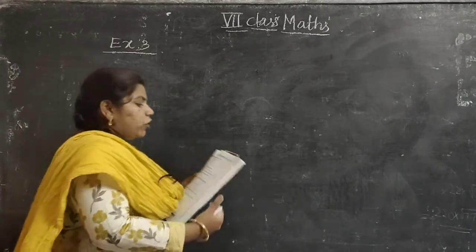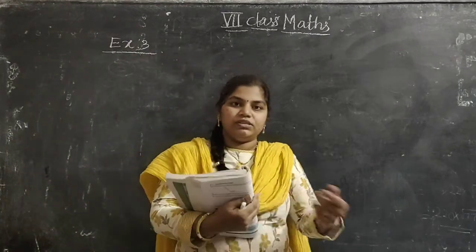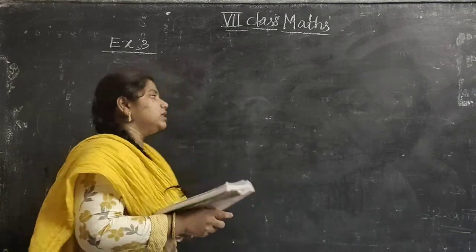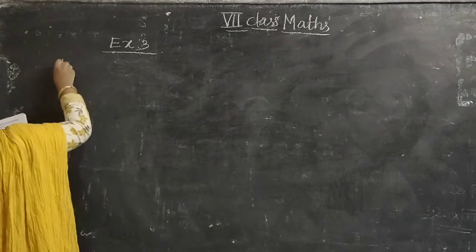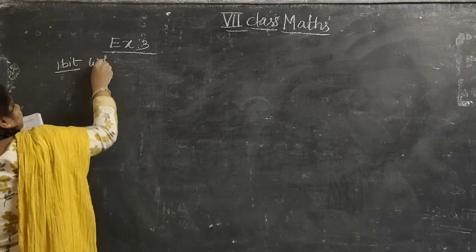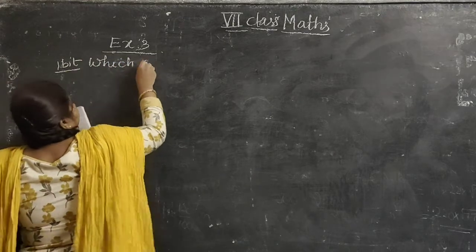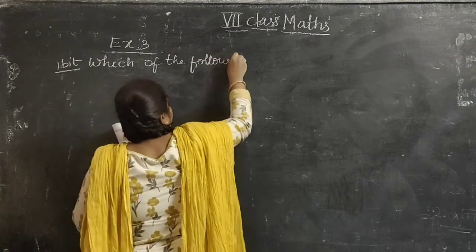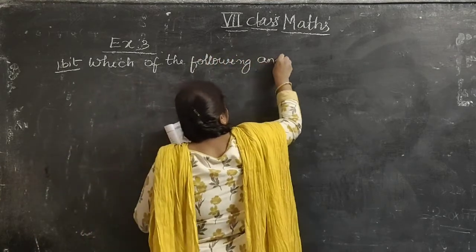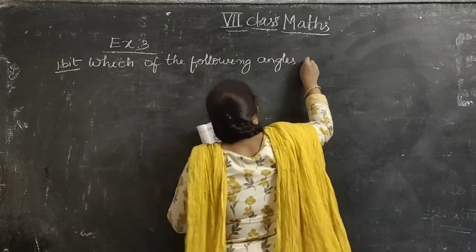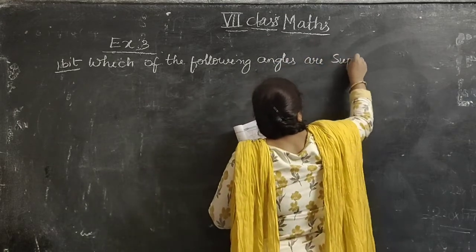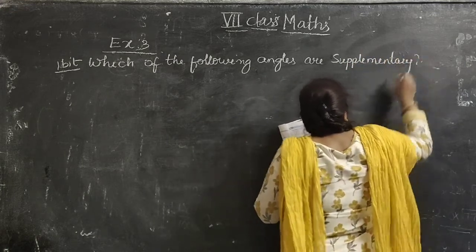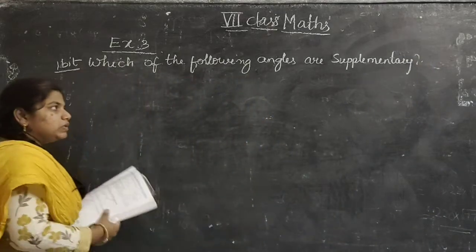Exercise 3. Which of the following pairs of angles are supplementary? They have given some figures and we have to say which angles are forming supplementary angles. So the first one. Which of the following angles are supplementary? What do you mean by supplementary? The sum of two angles should be equal to 180.